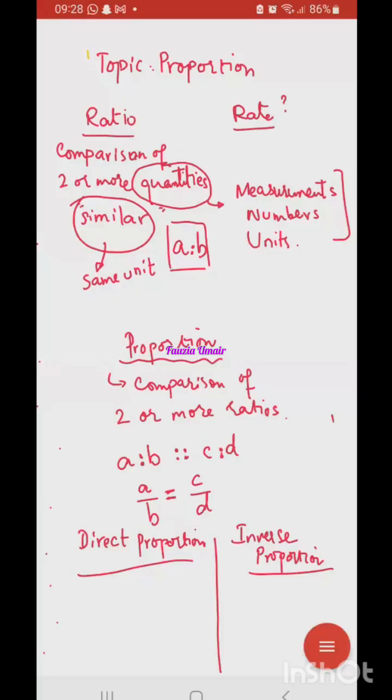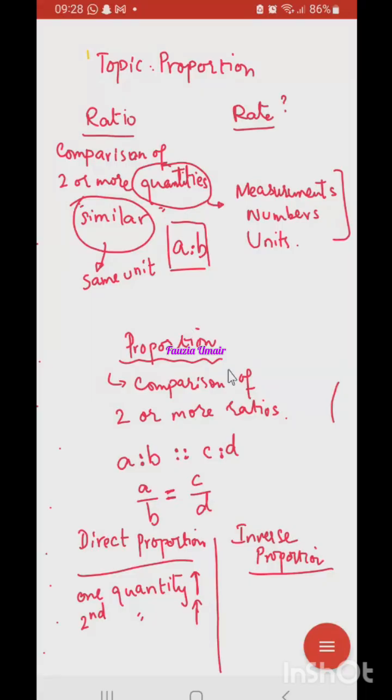Yes, ma'am. All right. So there are two types of proportion. One is called direct proportion, the other is called inverse proportion. Direct proportion is if one quantity increases, the other also increases. While we are comparing the two quantities, if one quantity is increasing, the second quantity is also increasing.